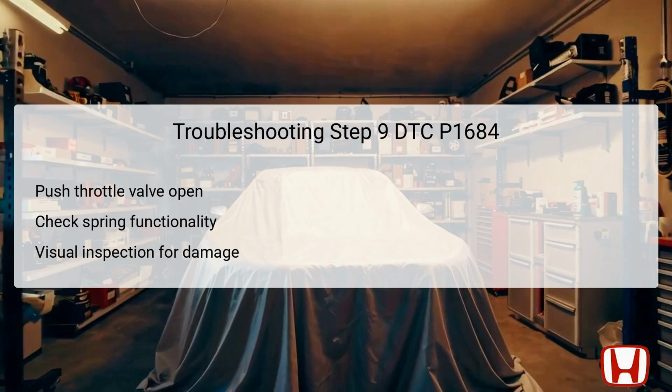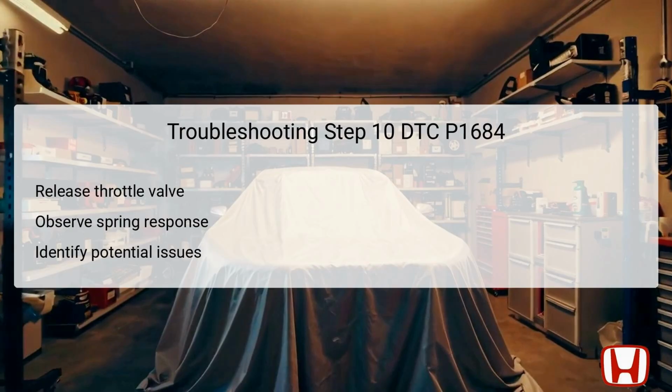A proper return spring should allow the throttle valve to close promptly and smoothly when released. Any sticking or resistance signals potential problems requiring further examination or replacement. Visually inspecting the throttle valve for damage or wear during this step is also essential, as this may reveal underlying issues contributing to the P1684 DTC.